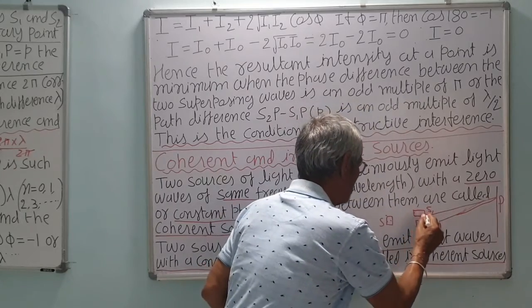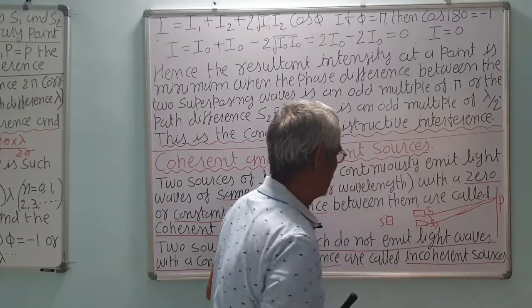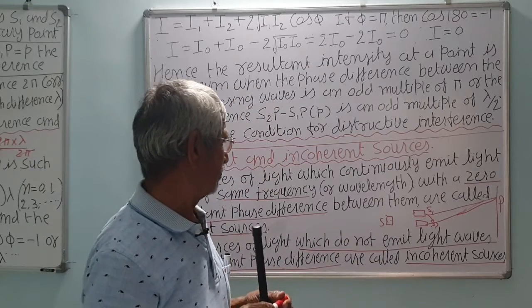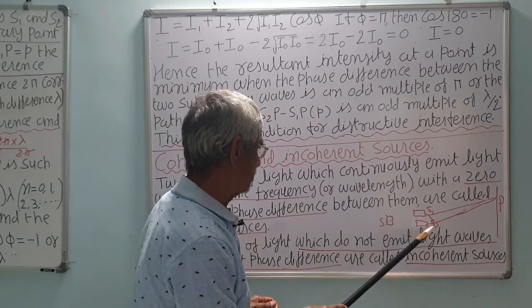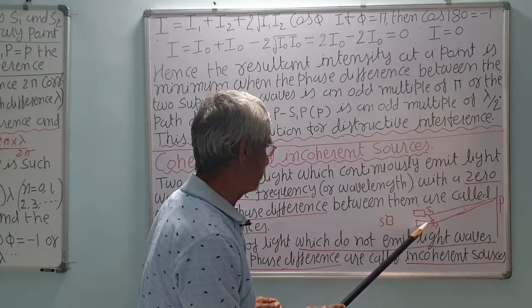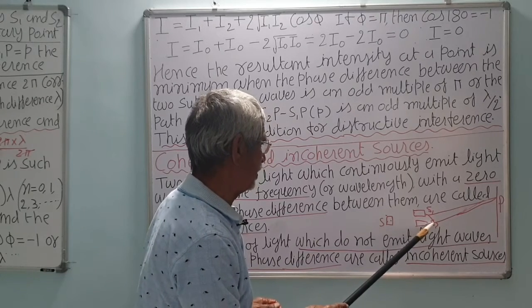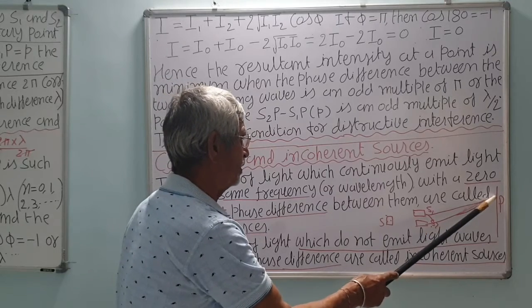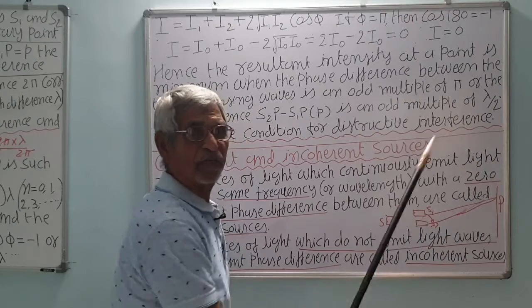This is the difference between them two. The wave travelling from S1 will reach first. So the path difference is this much, S2N. Due to that, the phase difference will be created and they will interfere.